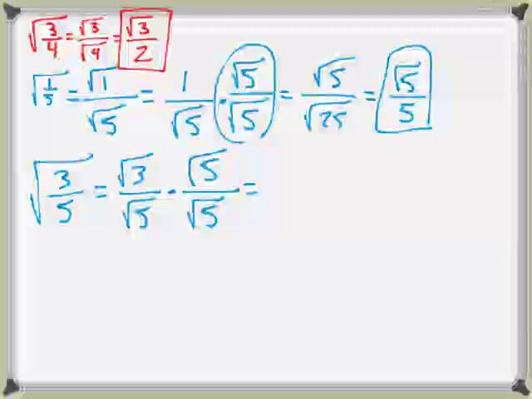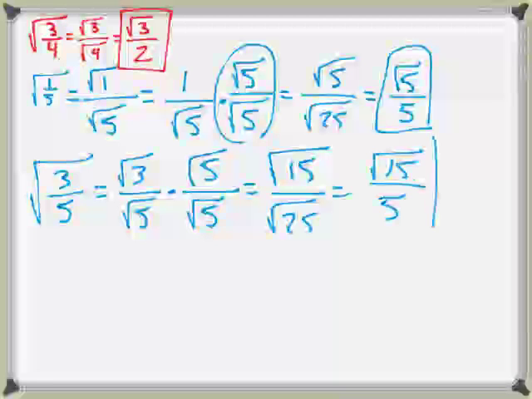On the top, what does that give me? Square root of 15. Since they're both under, we can multiply them together and keep it under. On the bottom, what does that give me? Square root of 25, which is 5. So we get square root of 15 over 5. And again, we cannot reduce those because one is under the root, one is not under a root, so they don't cancel each other.